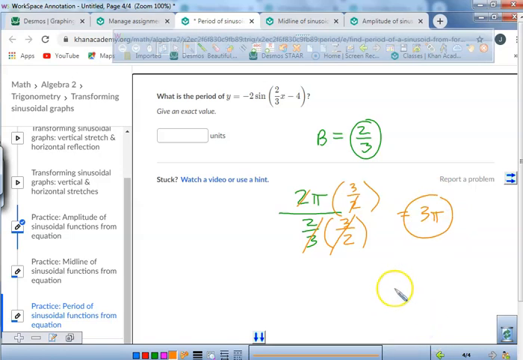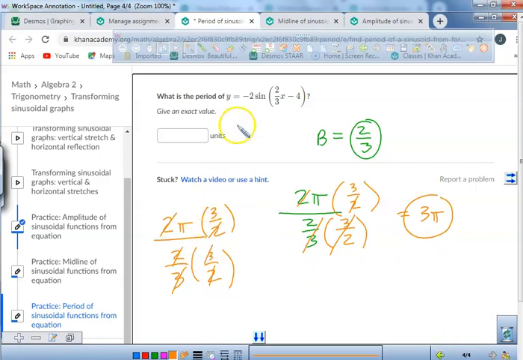If you're wondering, what the heck did you do? I'll do it one more time. I did 2 pi over 2/3. And how do you get rid of a fraction in the denominator? You multiply both sides by the reciprocal. This 3 cancels this 3 out. This 2 cancels this 2 out. And this 2 cancels this 2 out. And we're left with 3 pi.